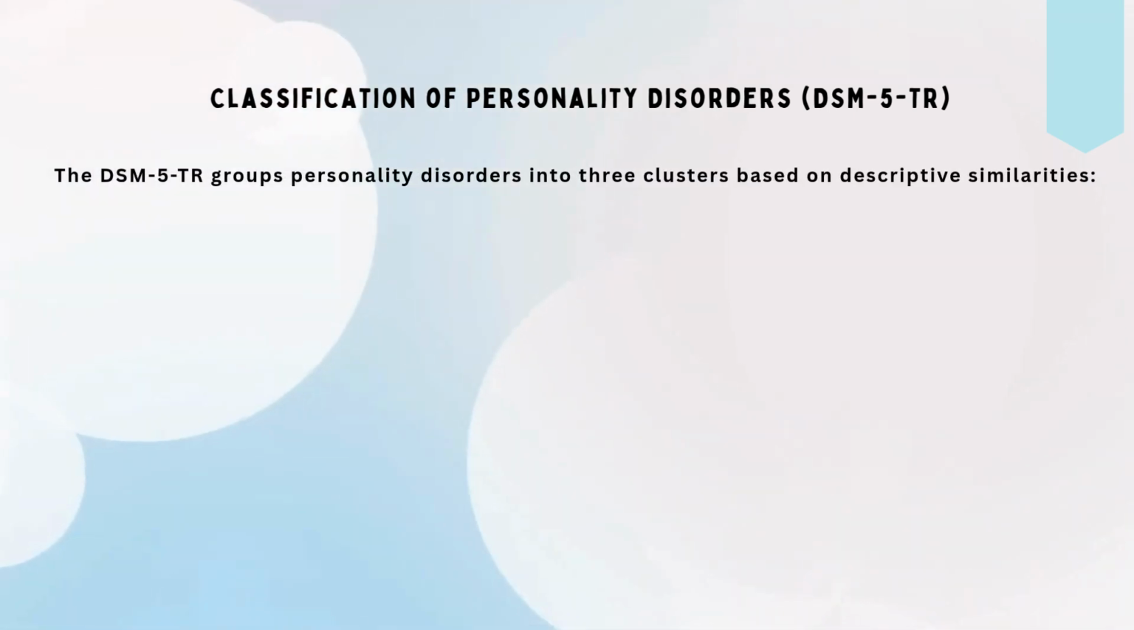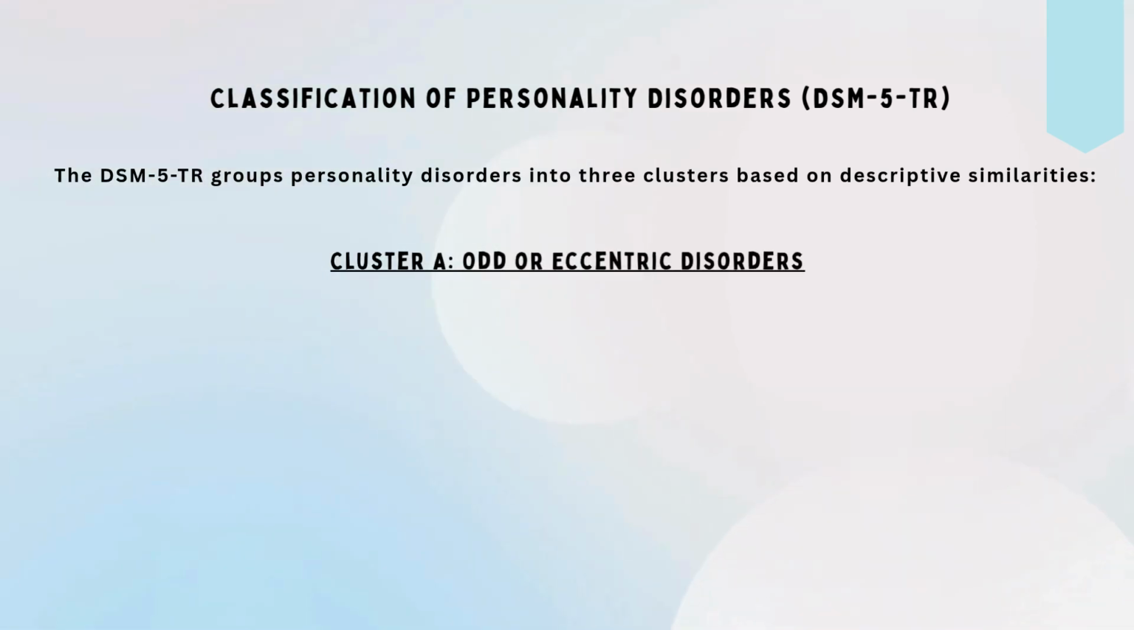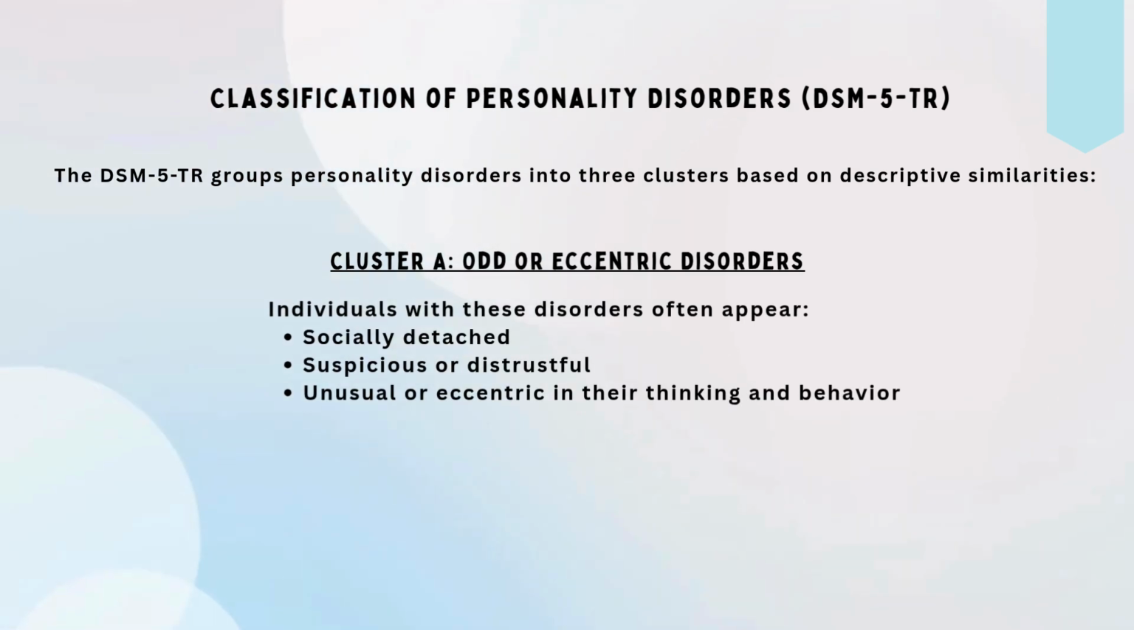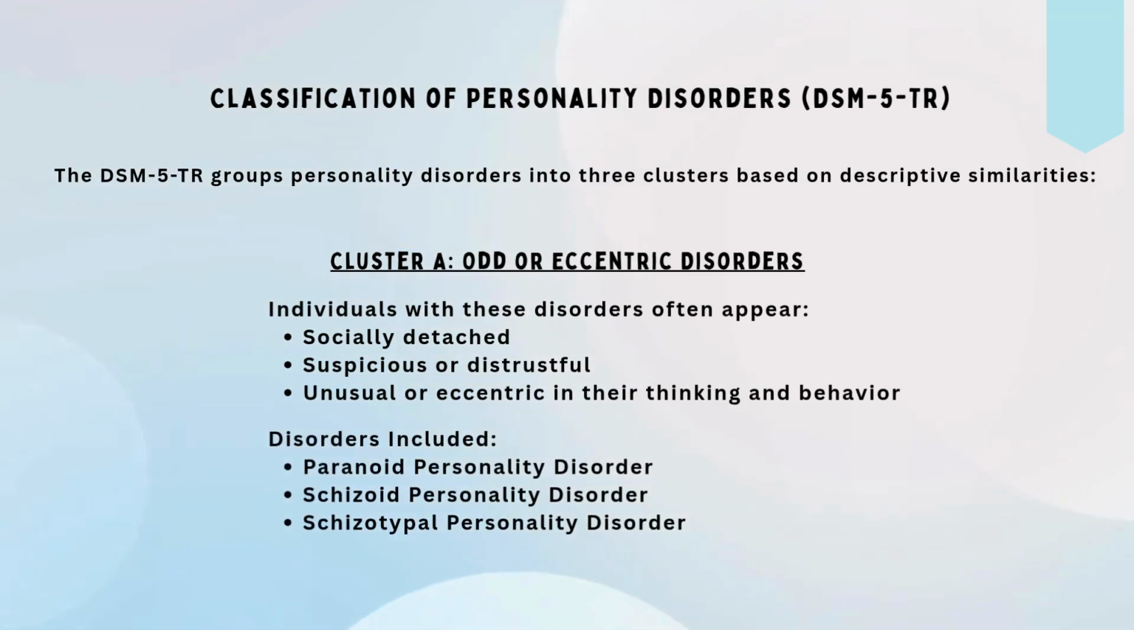The personality disorders are grouped into 3 clusters based on descriptive similarities. Cluster A. Individuals with these disorders appear odd or eccentric. They are socially detached, suspicious or distrustful, unusual or eccentric in their thinking and behavior. Disorders included here are paranoid personality disorder, schizoid personality disorder, schizotypal personality disorder.